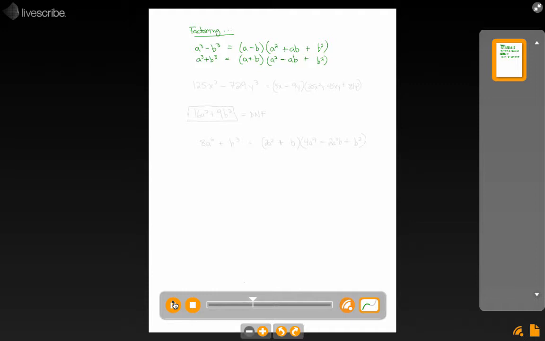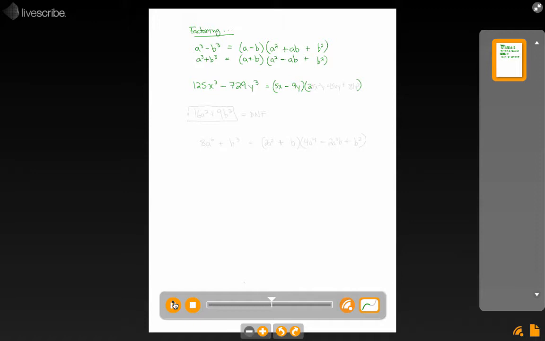If I have 125x cubed minus 729y cubed, you might not realize off the top of your head that those are both perfect cubes, but they are. So you have, again, a difference of cubes, and the cube root of the first one is 5x, the cube root of the second one is 9y. It's a difference of cubes, so I put a minus in here.